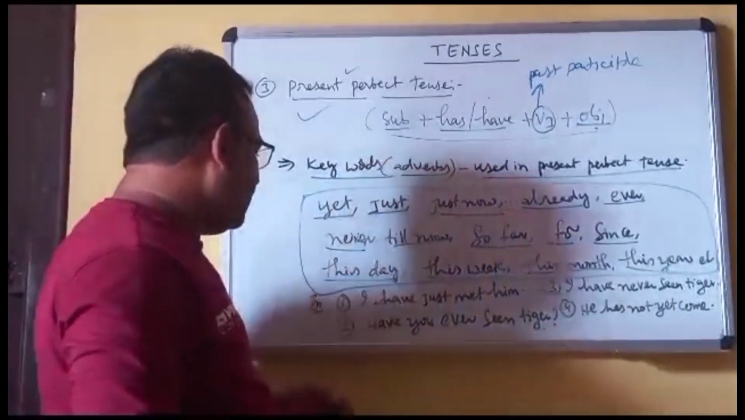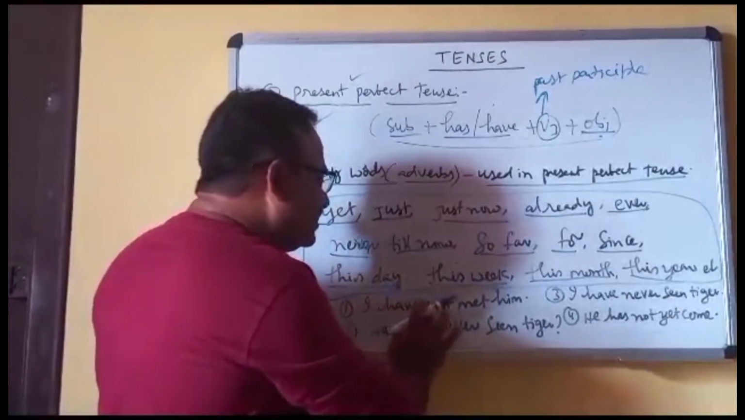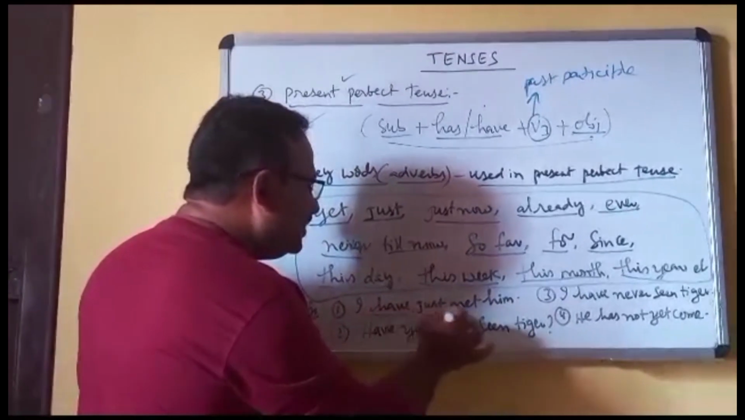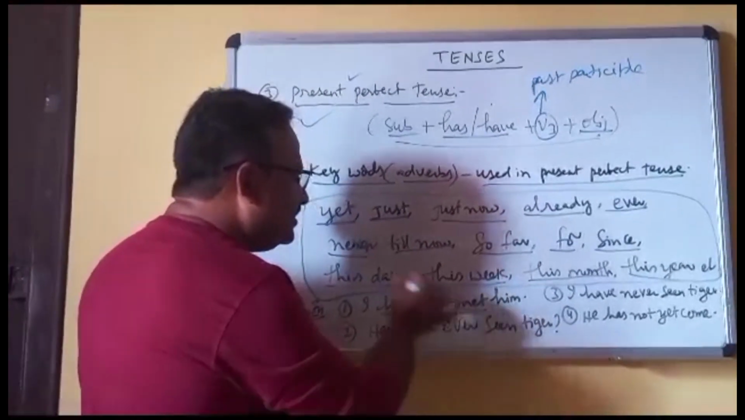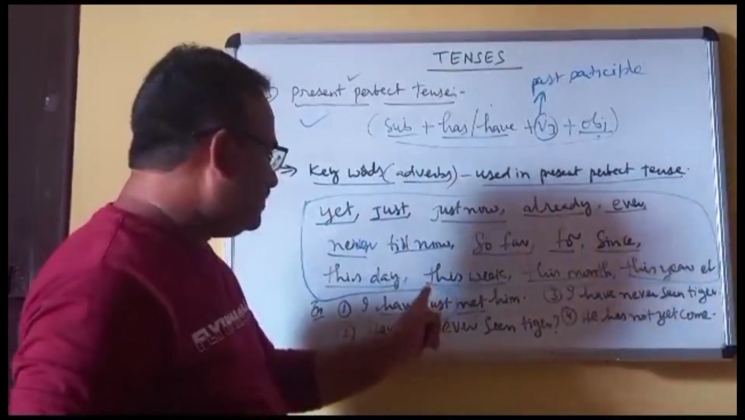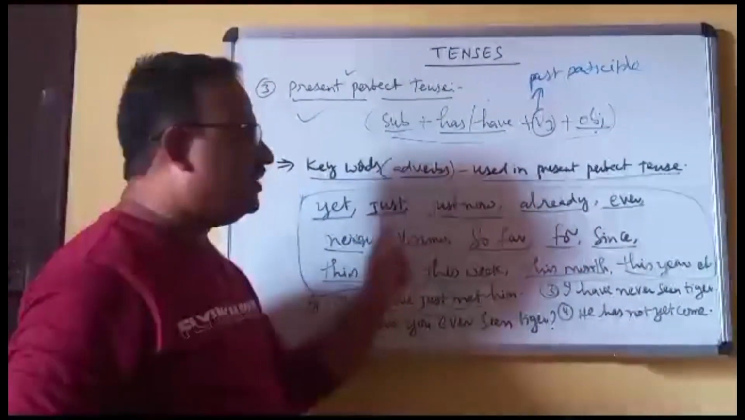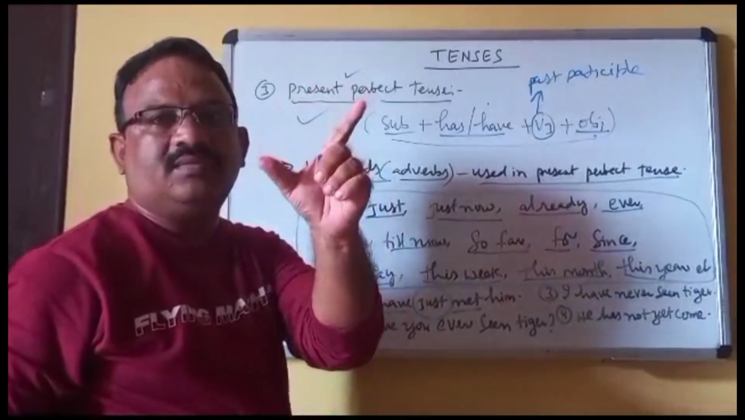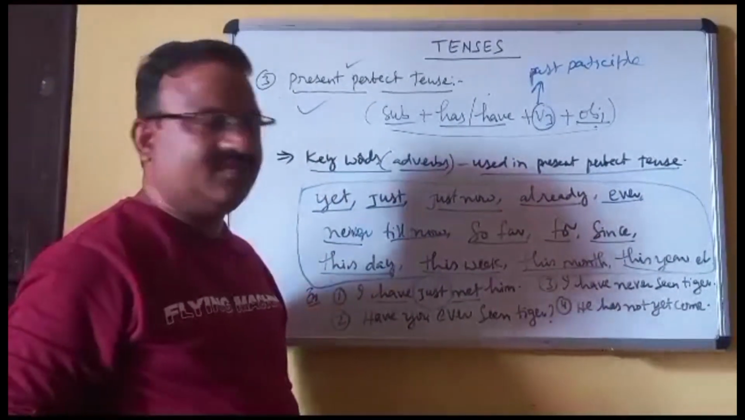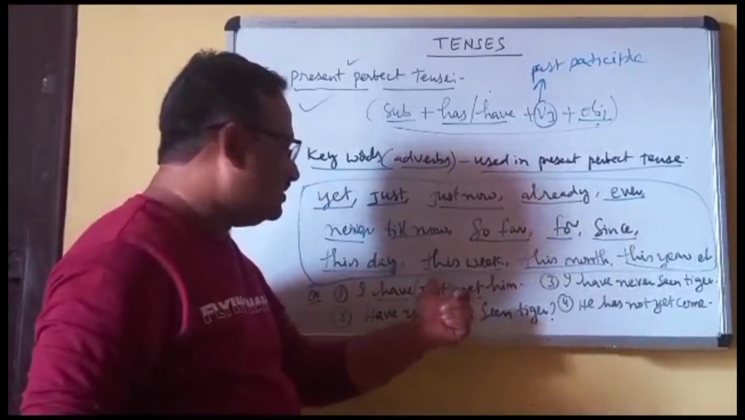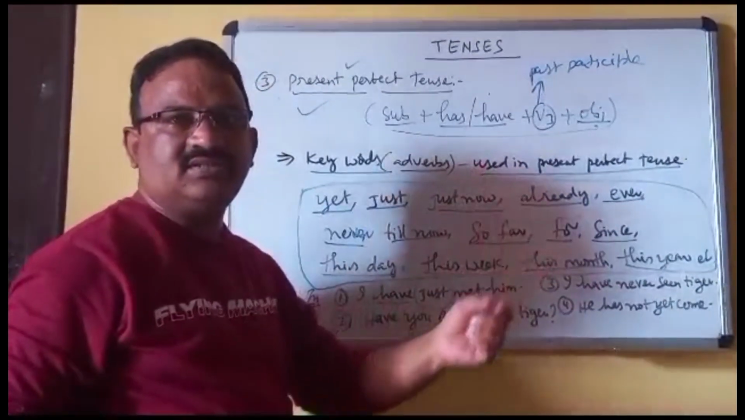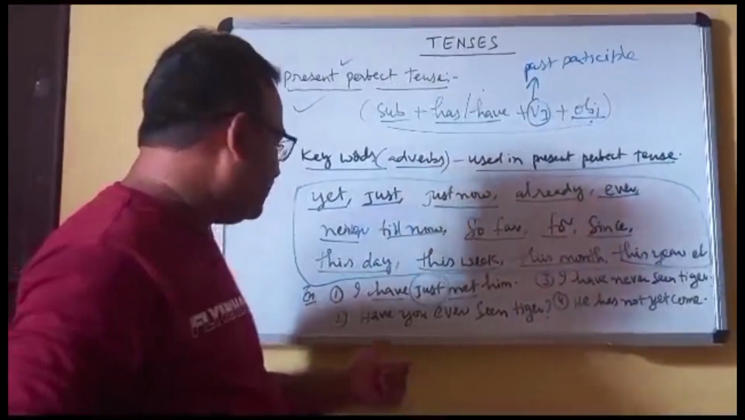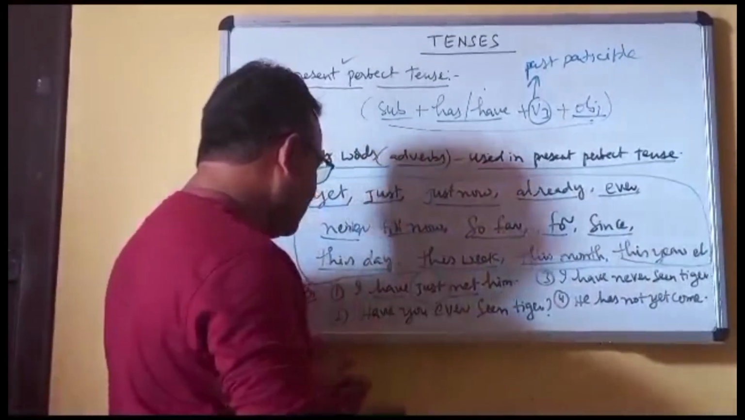Let us see an example. I have just met him. Have plus V3. Just met him. Just is an adverb. Whenever you see these adverbs in the sentence, just remember you have to use present perfect tense. I have just met him.